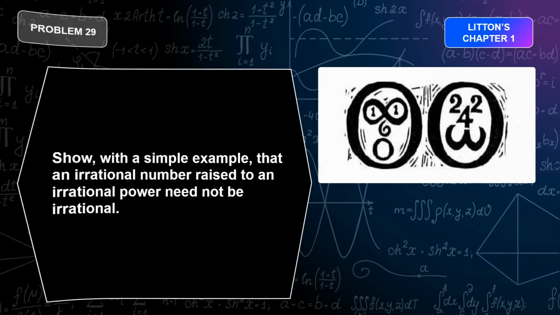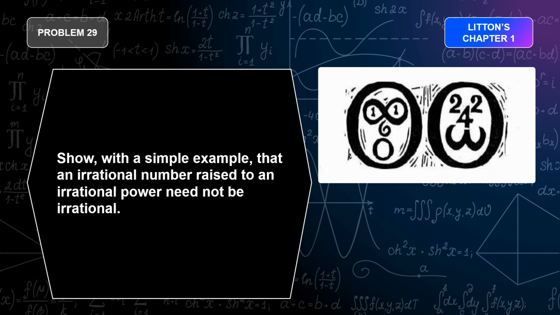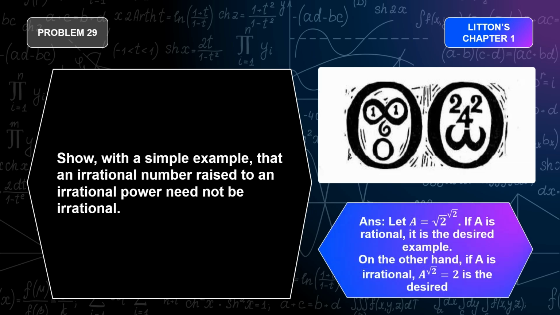Problem number 29. Show, with a simple example, that an irrational number raised to an irrational power need not be irrational. The answer is, let a equal the square root of 2 raised to the power of the square root of 2. If a is rational, it is the desired example. On the other hand, if a is irrational, a raised to the power of the square root of 2 is equal to 2, which is the desired example.